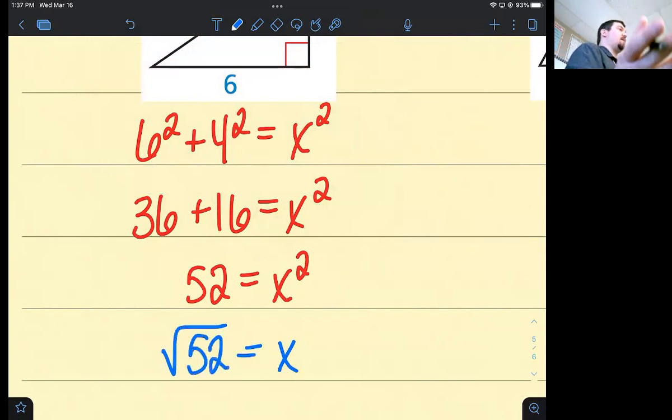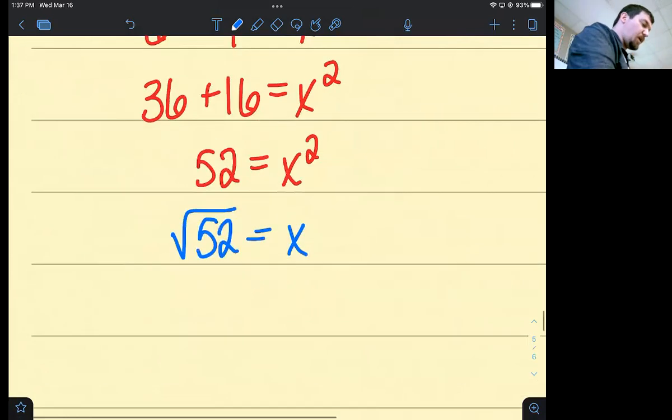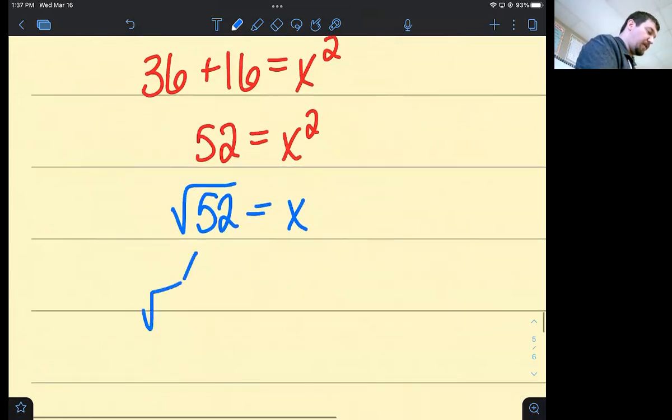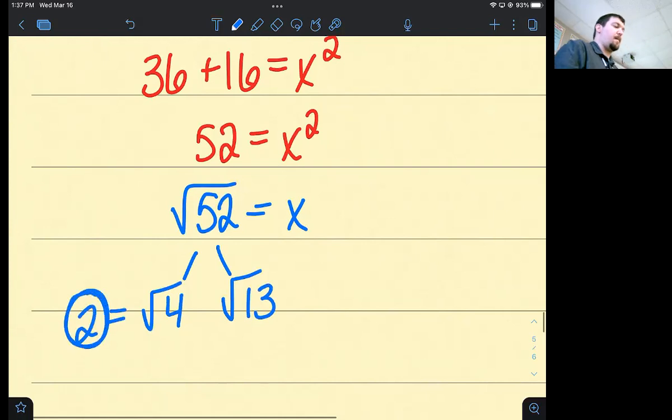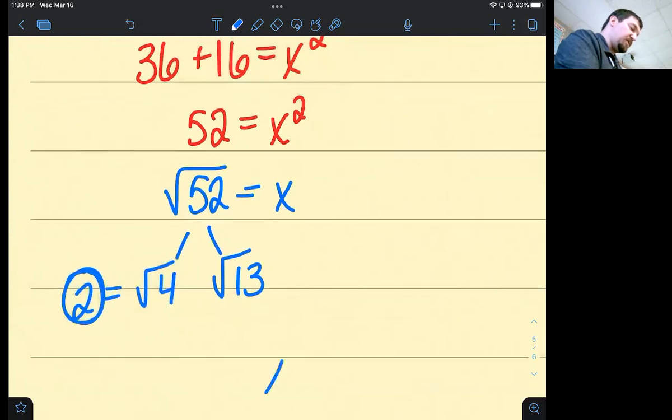Just square root both sides, right? Is there a perfect square that goes into 52? Xander. 4. Okay. How many times does 4 go into 52? 13. Okay, so I know square root of 4 is 2. Is there a perfect square that goes into 13? No. Okay, so then my answer is x equals 2 square root 13.